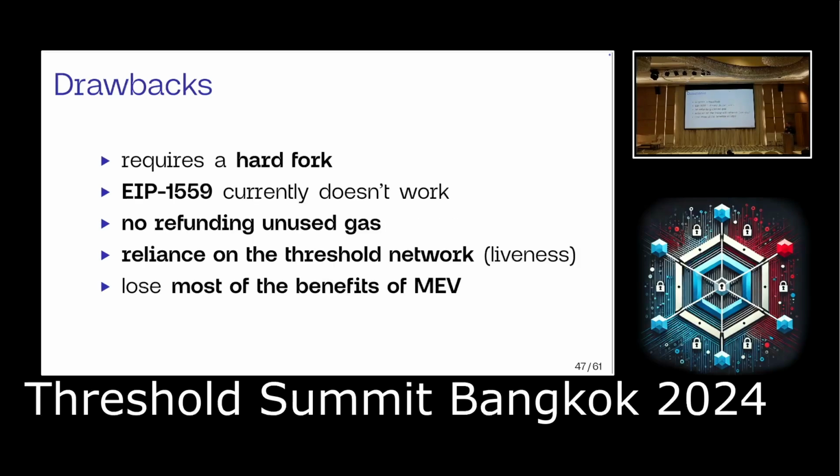So the drawbacks of this type of approach that we can include are that it would require a fork, that it breaks EIP 1559 relatively badly because EIP 1559 needs to know how much gas was actually consumed so that it can adapt the pricing quickly. There's also no refunding of unused gas because otherwise it would open a denial of service vector where you could reserve the whole block but not pay for it.